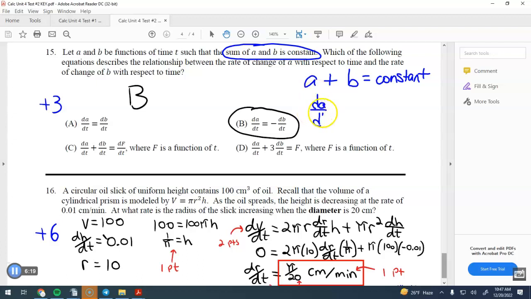dA/dt. The derivative of B is dB/dt. And I don't know the constant, but whatever it is, what's the derivative of any constant? It's 0. And then if you just subtract dB/dt from both sides, it matches up with answer B.